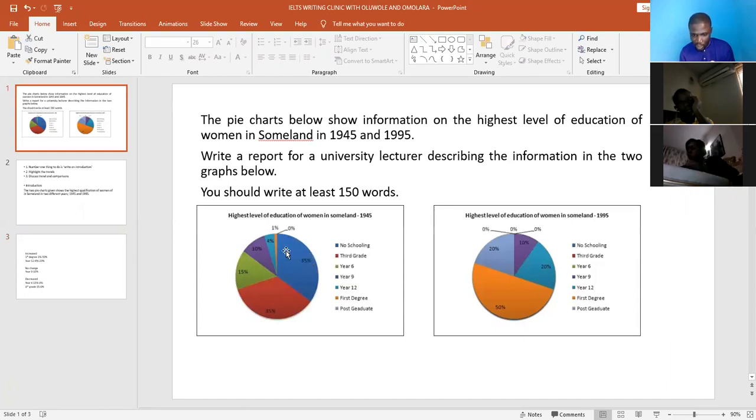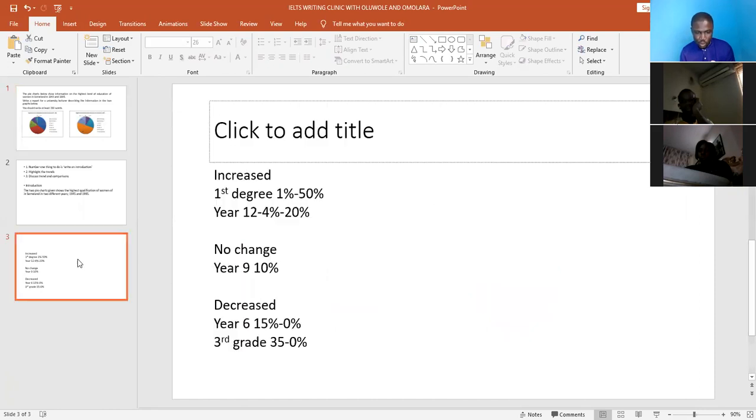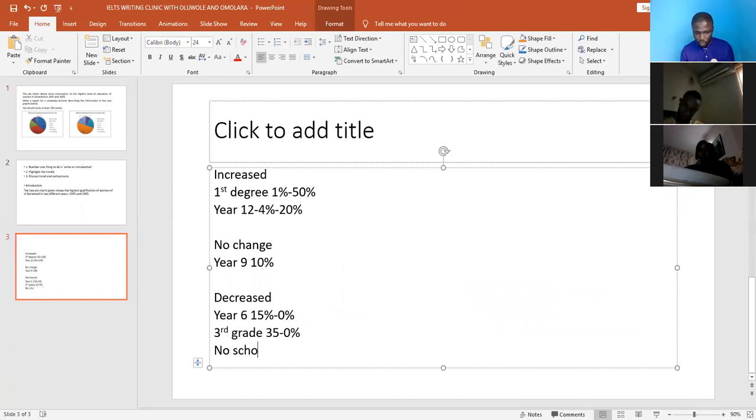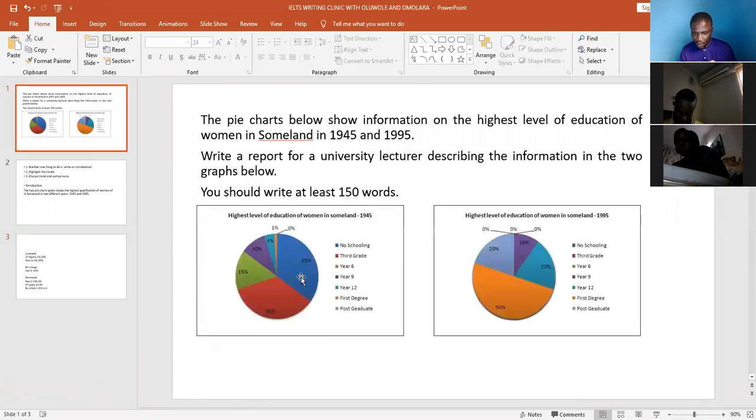Okay, there is one. Again, no schooling was 35% here, but reduced to 20%. No school, 35% to 0%. So those are the ones that decreased. No change, year 9, 10%. Let me see if we have identified all of them.